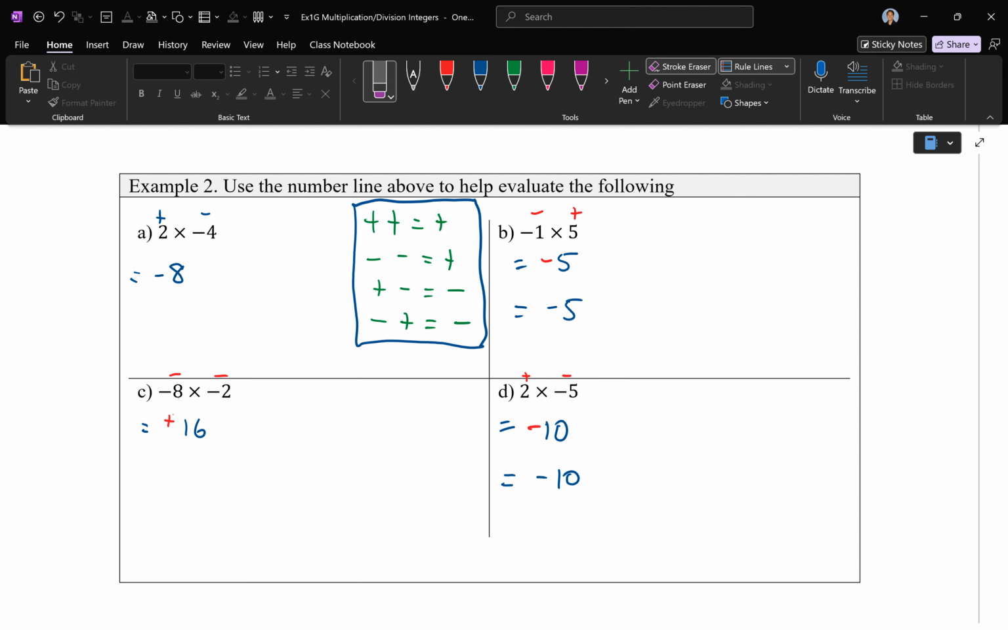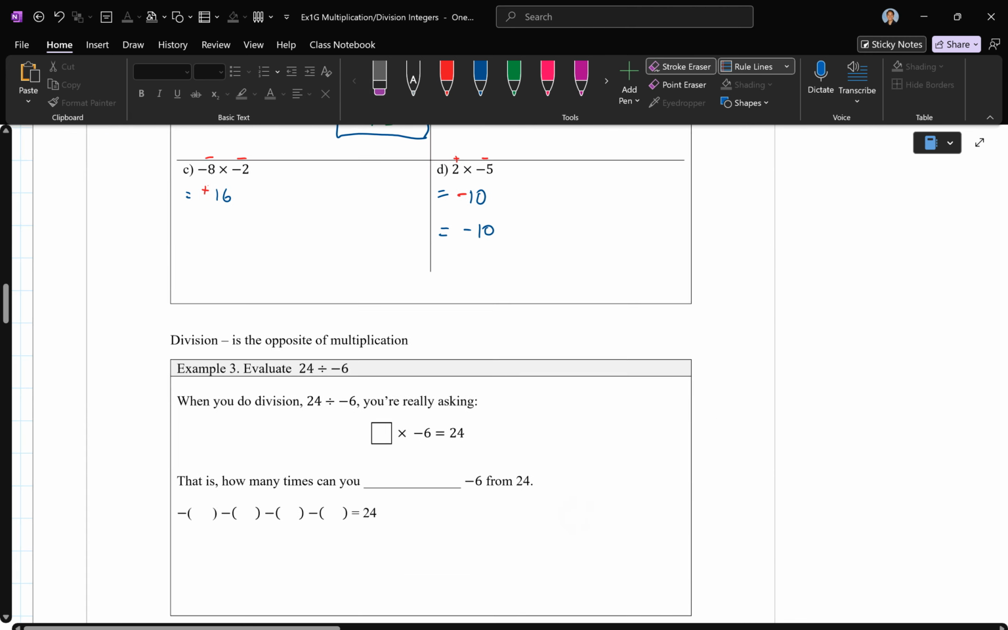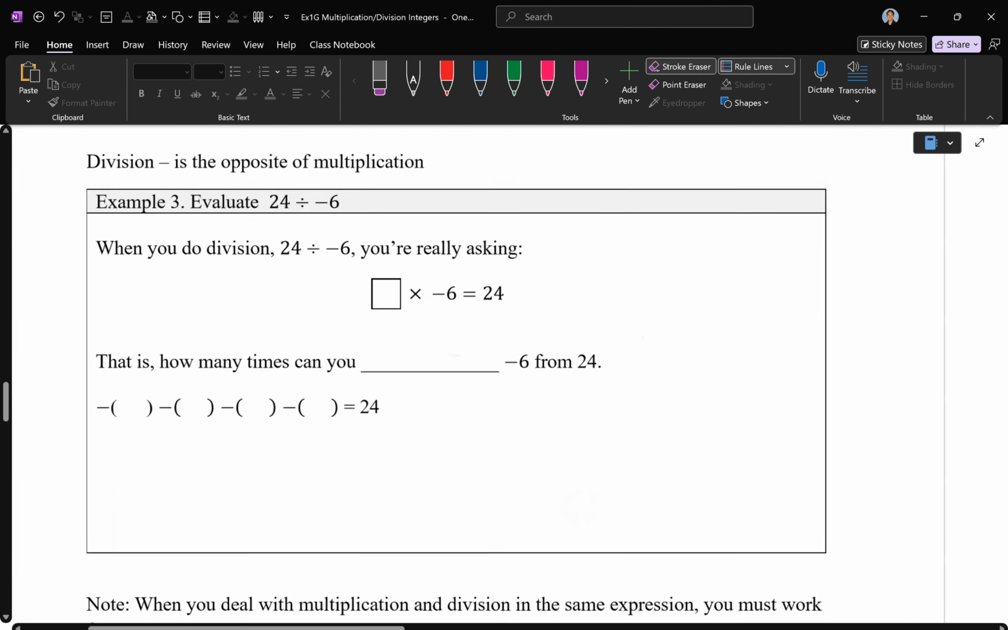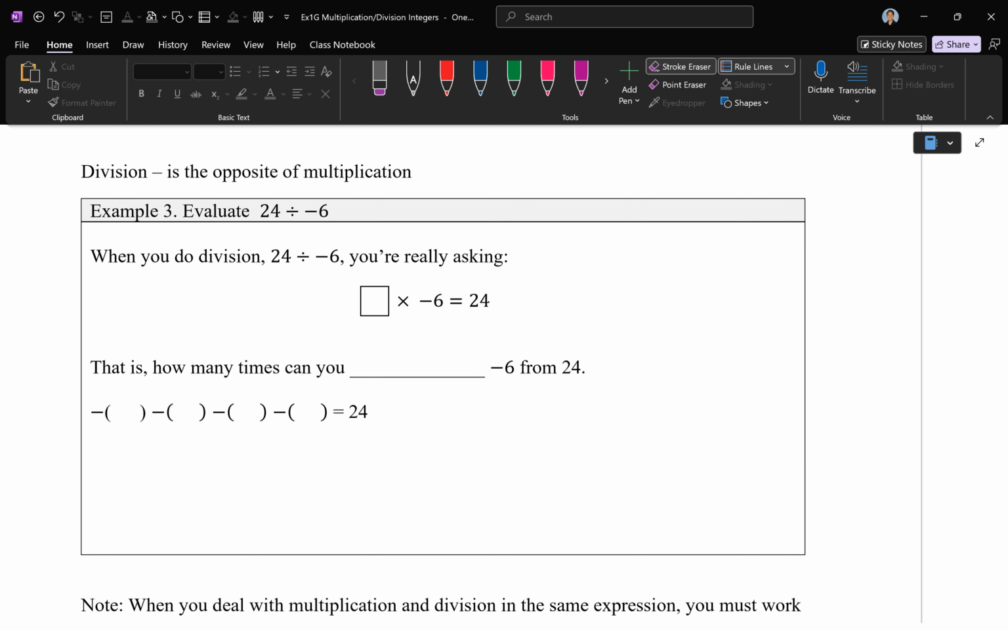Multiplication's one way, division's the opposite, so it's exactly the same way. Let's do division now. Hamza. Thank you. Don't speak while I'm speaking. I'm still explaining. Here we go.